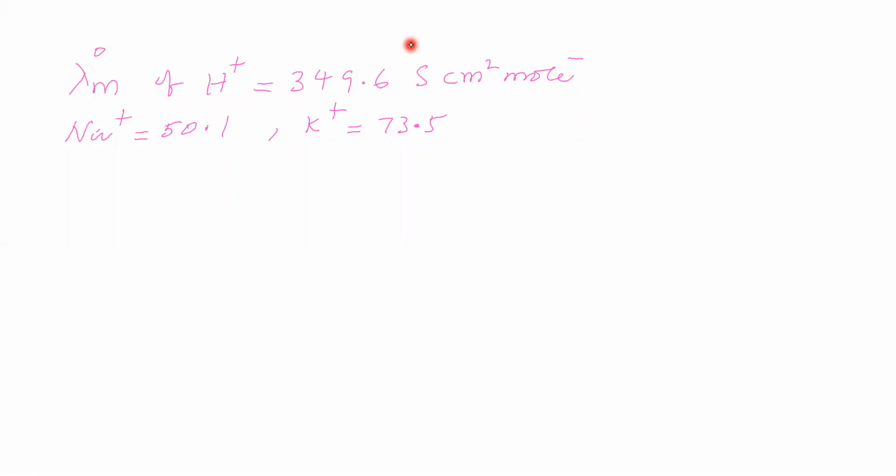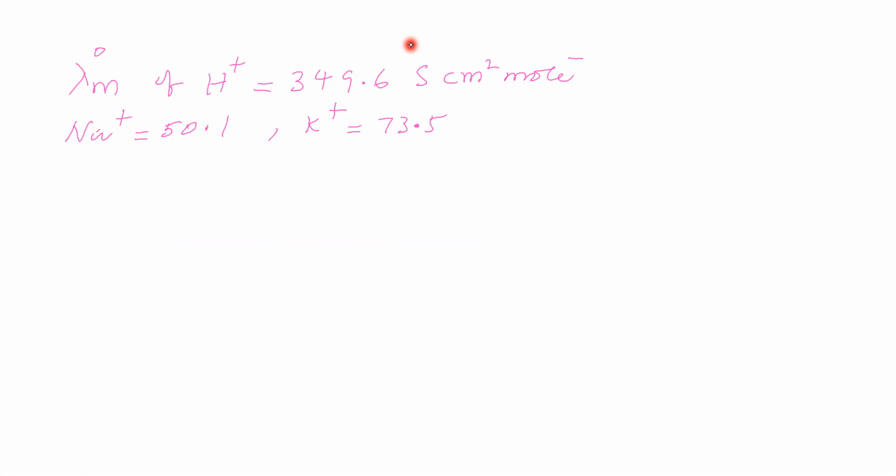This indicates that among the cations, H plus is showing very high conductivity. Among the cations, H plus is having very high lambda m naught. Why is it so? Of course, H plus size is very low. Therefore, lambda m naught is very high.